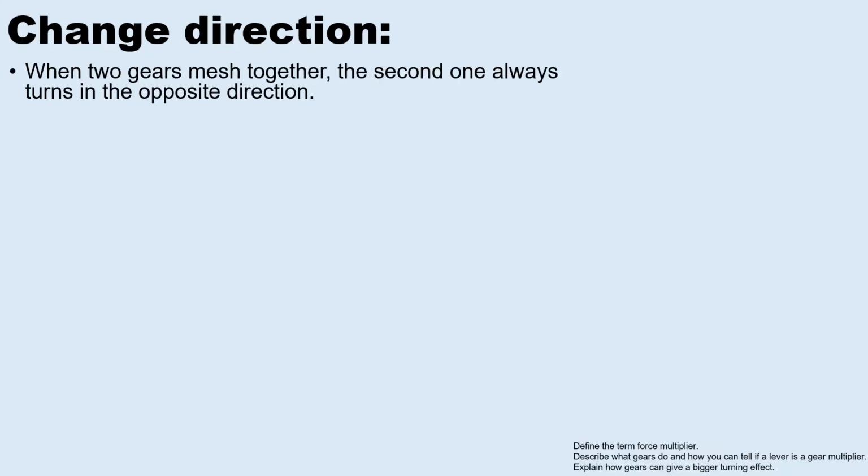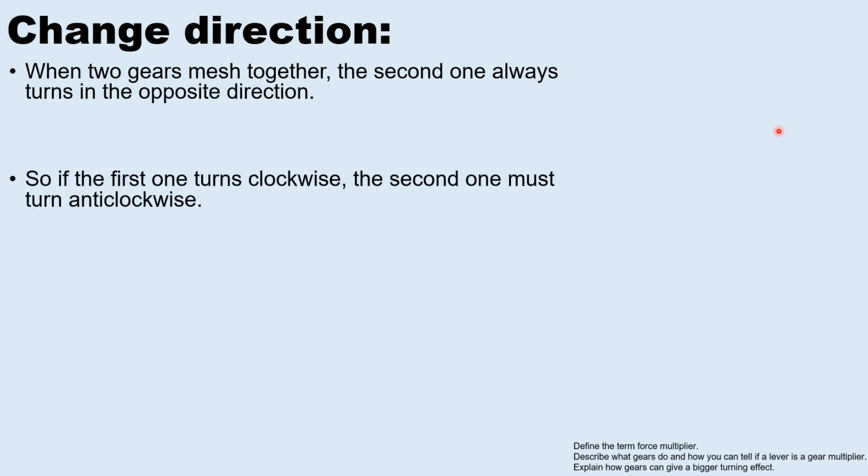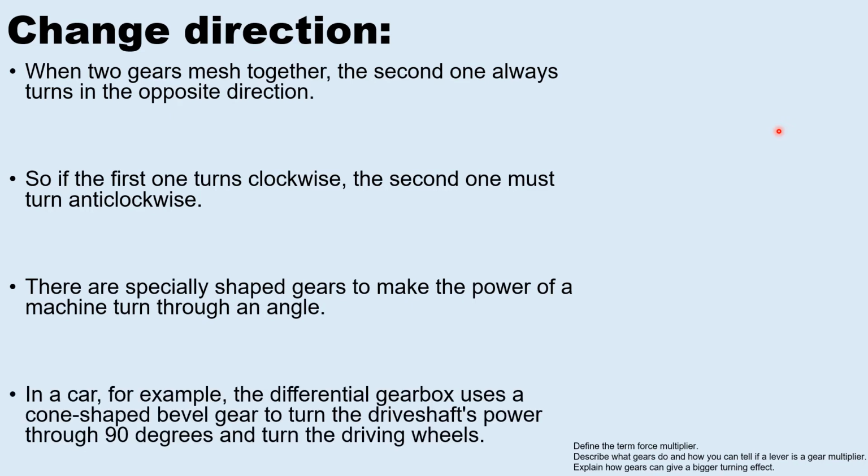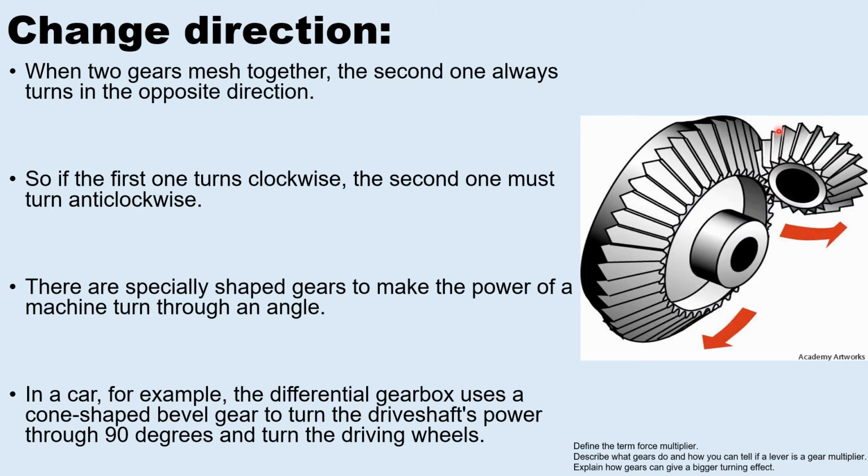Change direction. When two gears mesh together, the second one always turns in the opposite direction. So if the first one turns clockwise, the second one must turn anti-clockwise, and vice versa. There are specially shaped gears to make the power of the machine turn through an angle. And in a car, there's a differential gearbox, which uses a cone-shaped bevel gear to turn the drive shaft power through 90 degrees and turn the driving wheels. So that is how that one works.